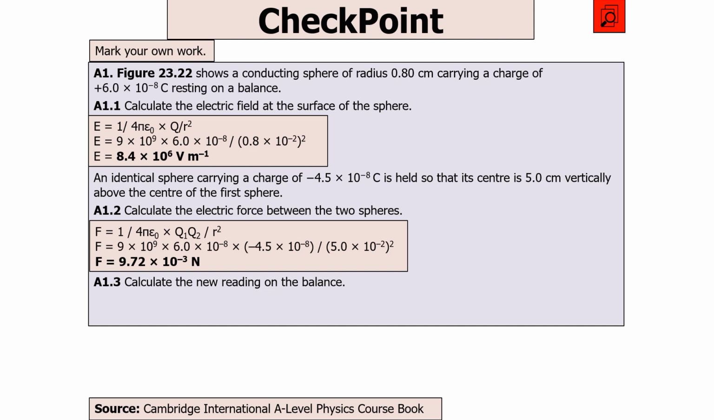Now it's also important to note what's the new reading on the balance. Well, the original reading is 0.0482, but now you've got this electrical force acting in the opposite direction to the force of gravity pushing down on the balance, so therefore you've got to subtract it from there, so you get 0.0384 newtons.